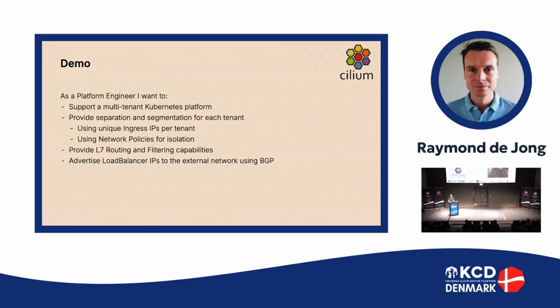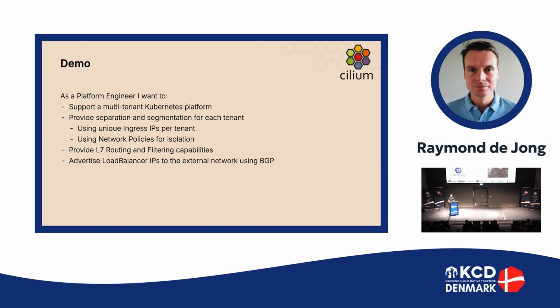As a platform engineer, I want to support a multi-tenant, multi-team Kubernetes platform. I want to provide separation and segmentation for each tenant, so I can use network policies per namespace to secure a given tenant and the application for that given tenant. But I also want to use unique IP addresses on the external network for each application for that tenant.